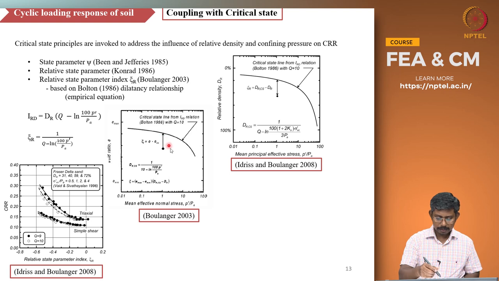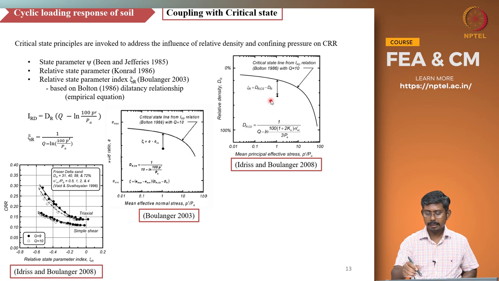Here it can be seen that the critical state line is plotted in void ratio and mean effective stress plot. So this is a representation of density and this is a representation of confining stress. If the critical state can be incorporated into the model, the soil behavior at any given stress state can be simulated.